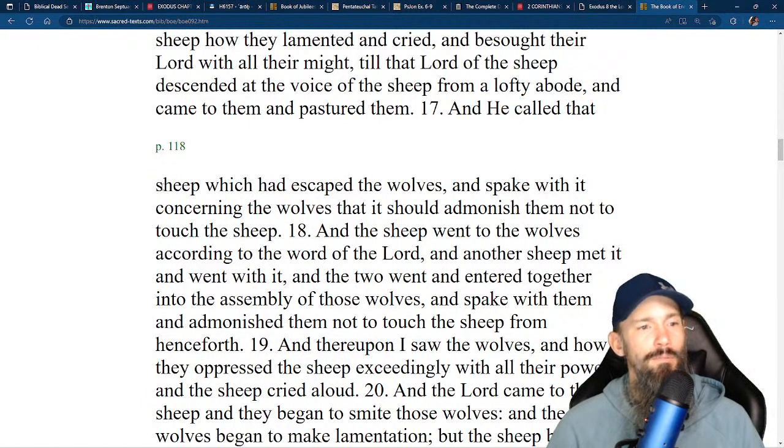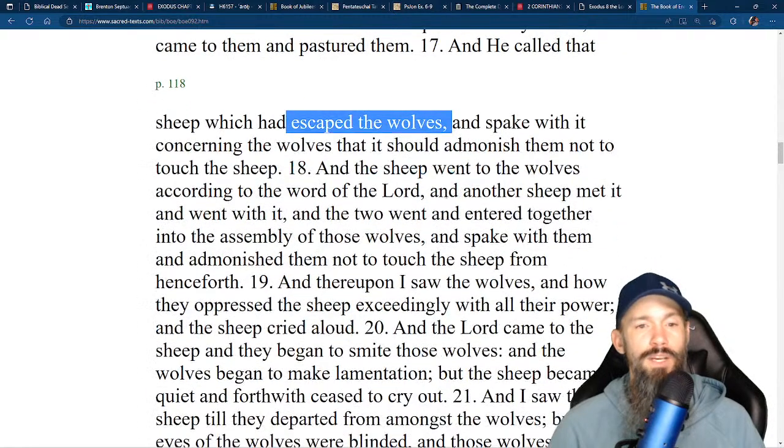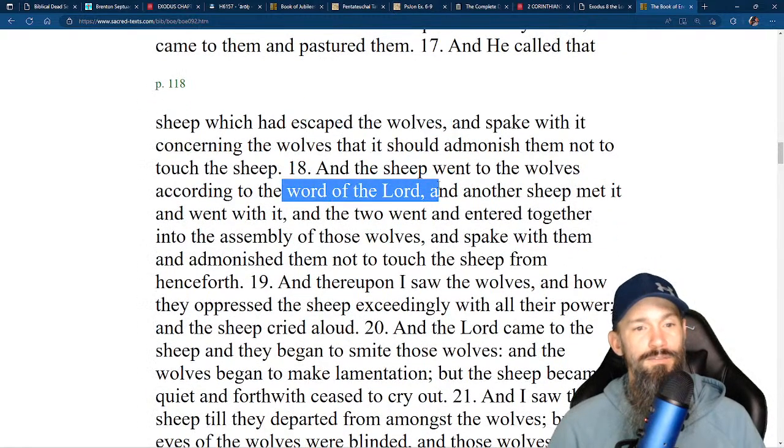He called Moses, who had escaped the wolves, spake with him concerning the wolves, that it should admonish them not to touch the sheep. And the sheep went to the wolves according to the word of Yahuwah. Who's the word? Who's the Lord of the sheep? And another sheep met it and went with it, and the two went and entered together into the assembly of those wolves, and spake with them and admonished them not to touch the sheep from henceforth.